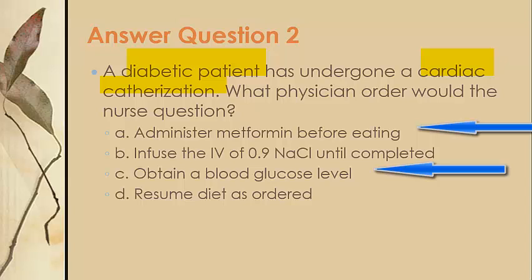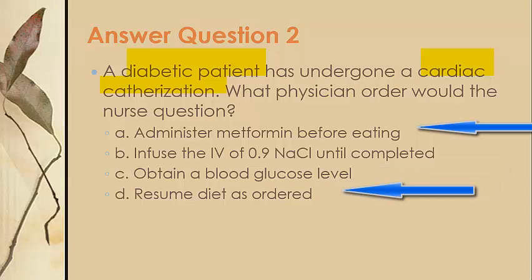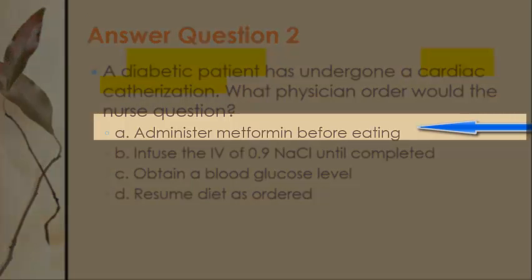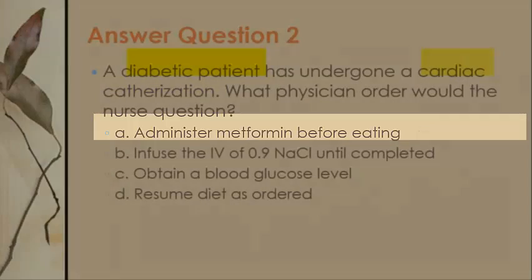Obtain a blood glucose level? Well, the patient is diabetic, has been off the floor. Yes, we would want to obtain a blood glucose level. Resume diet as ordered? The patient really has nothing going on. They just had the cardiac cath. So yes, they should be able to eat. So we would do that. So as we look at all the choices, A is the one that we would question. So we would not administer the metformin.